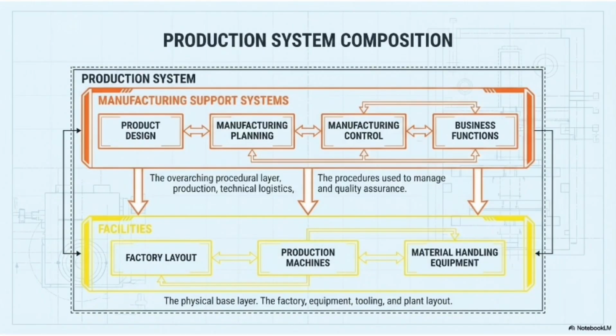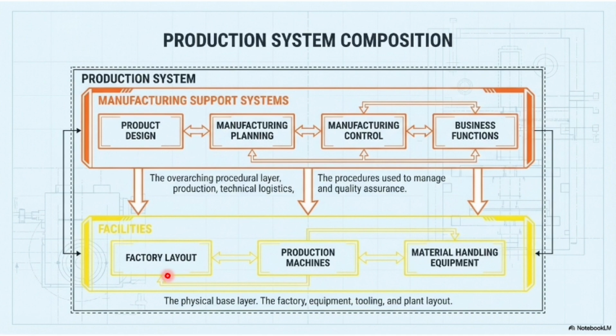A production system can be seen as having two major parts: manufacturing support systems and facilities. The manufacturing support systems are the planning and management side. These include product design, manufacturing planning, manufacturing control, and business functions. This part decides what to make, how to make it, when to make it, and how to monitor performance and quality. The facilities are the physical side of the factory.